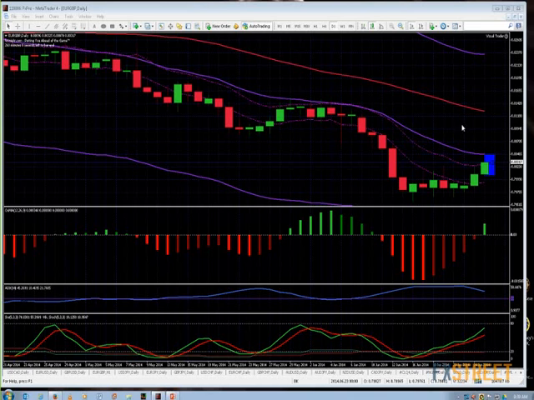Yeah, we are on a correction thus far. When we get to the 21, we will see if it holds as resistance or bounces us back down.